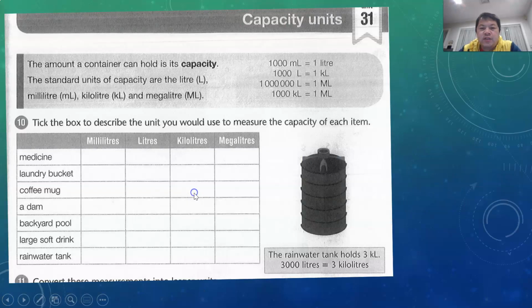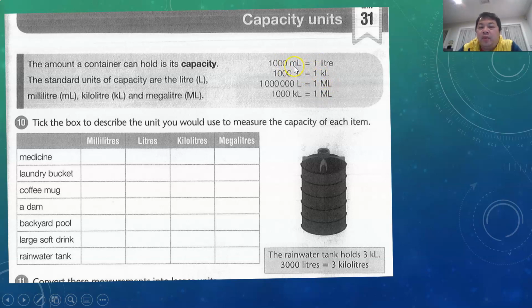First things first, we've got to know the measurement of capacity. 1000 milliliters is written with a small m and a capital L, because you also have another ml, which is megaliters. So we've got to distinguish the two of them. That's how you present them.